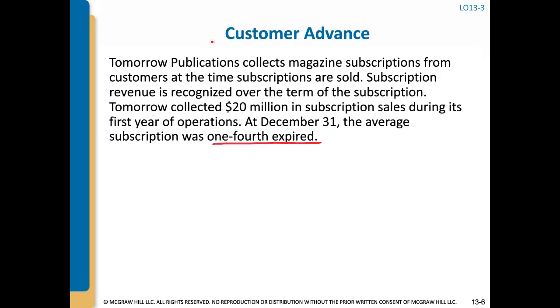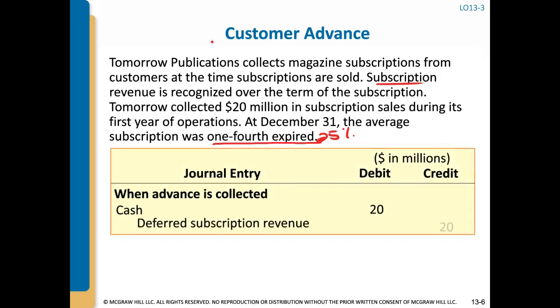When it says 1/4 expired, it means that they've provided 25% of the magazines that were under subscription. So when they first collect the cash, this is all in millions, they receive cash, so debit cash 20 million, and they're going to credit a liability. This is a deferred revenue type of liability. It's called deferred subscription revenue, okay? Sometimes it's also called unearned revenue. You'll see that from time to time as well.